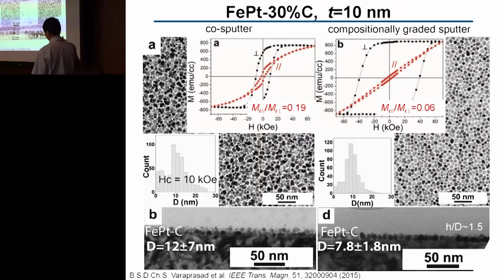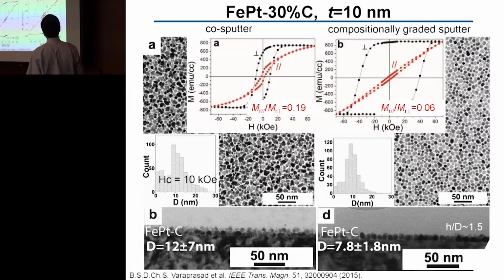And this is the microstructure of the 6 nanometer film. Up to 6 nanometer, you do not see any difference. This is the co-sputtered film, and this is the compositionally graded sputtered film, and they look the same. So this does not make any difference. If the thickness is 6 nanometer, these do not make any difference.